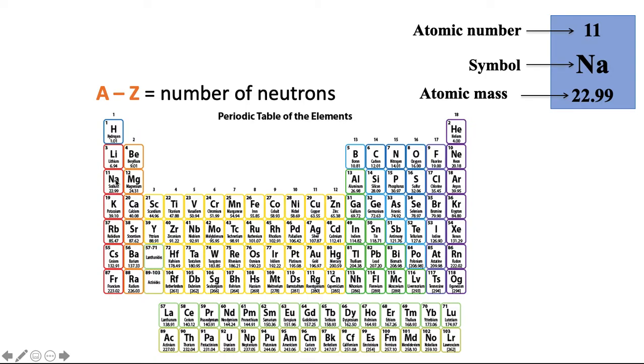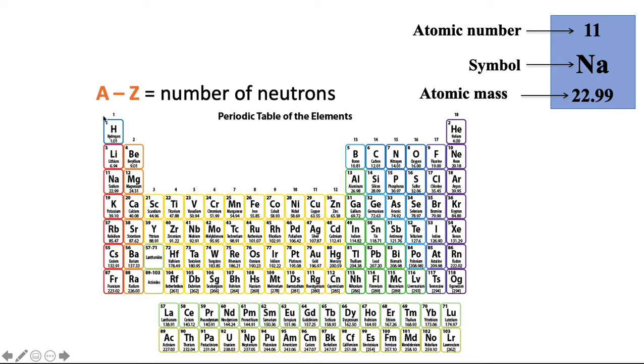Note that the atomic mass is larger than the atomic number, and that is because the atomic mass includes the number of protons and the number of neutrons of an element, whereas the atomic number only gives you the number of protons. Therefore, when we want to calculate how many protons or neutrons an element has, all we have to do is take the atomic mass and then subtract the atomic number from it, and it gives us the number of neutrons. So here's the formula. A minus Z equals number of neutrons.